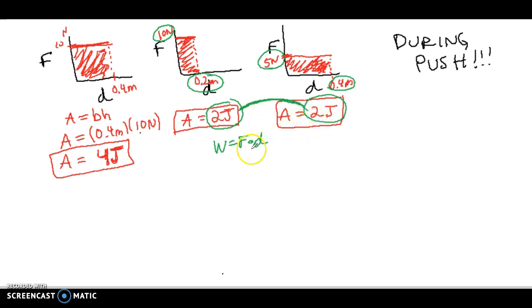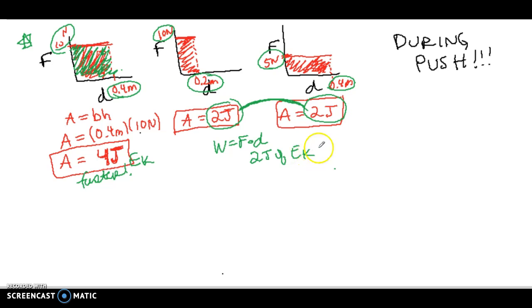Okay? Either way, this graph number 1 is the one that's going to store the most energy because he had the bigger force and the bigger distance. So that's going to make this car get more energy and therefore be faster, right? So at the end, this is going to be the faster cart because he now has 4 joules of EK. These guys only have 2 joules of EK. So they're going to end up being slower, which should make sense if you think about it. Okay? All right, so that's what you're explaining again.